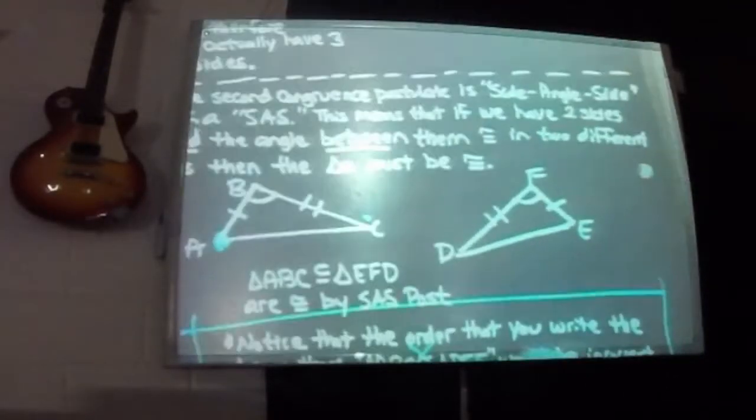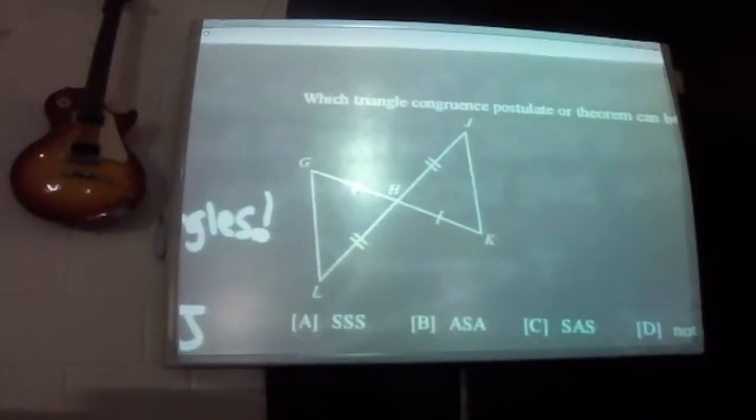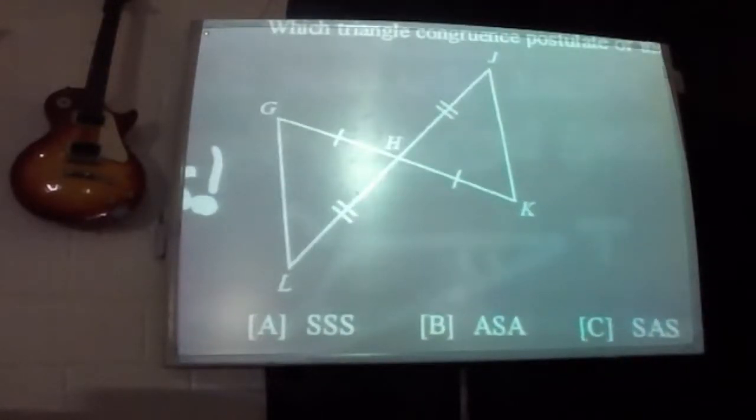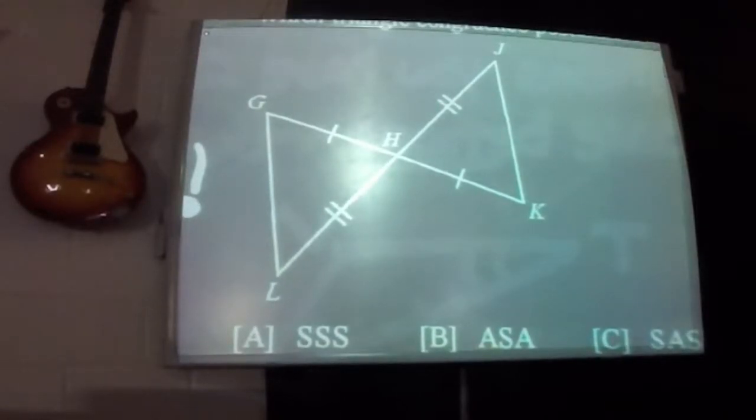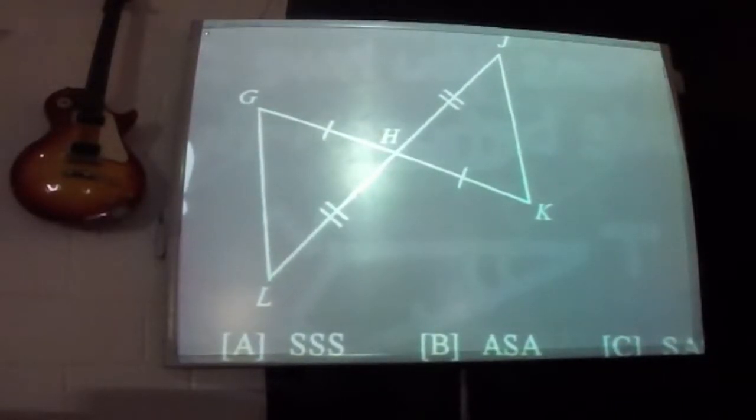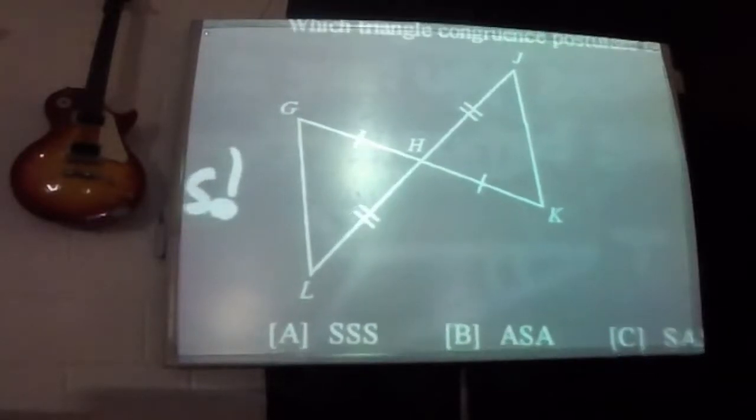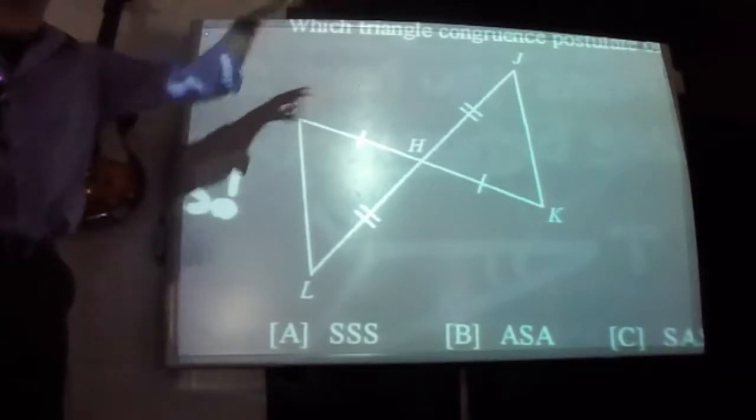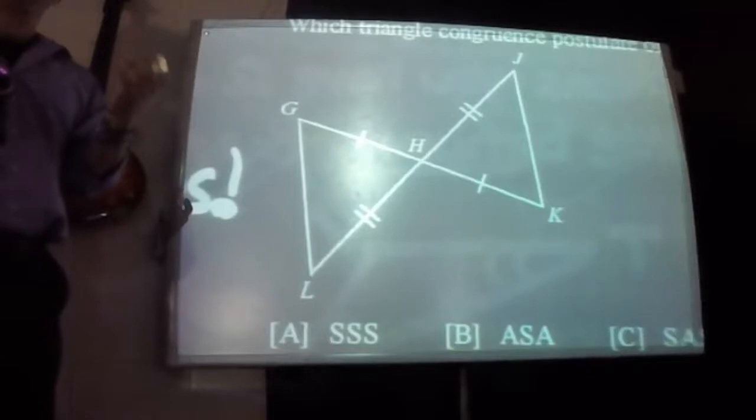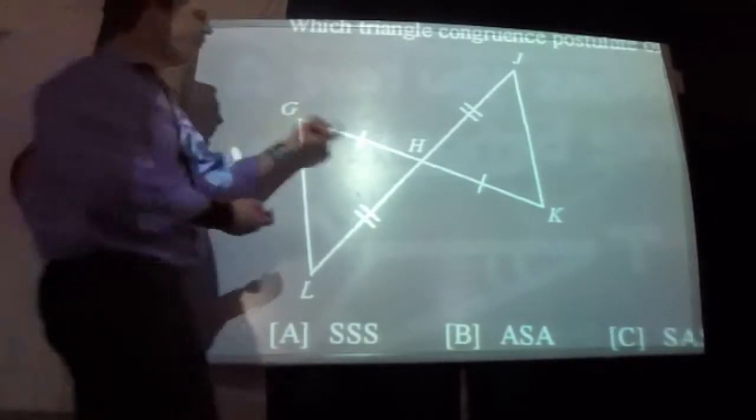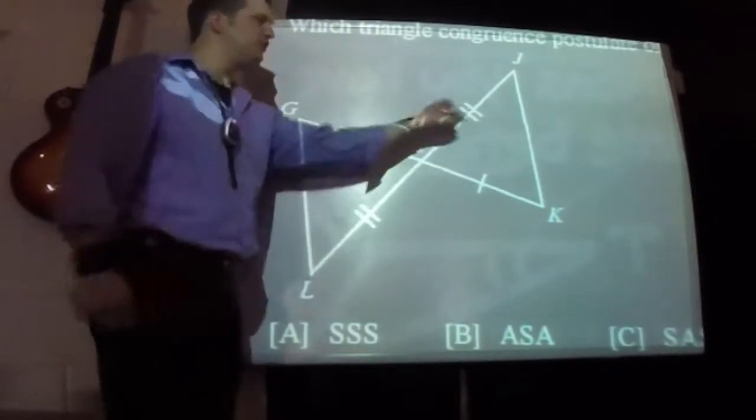All right, let's look at what SAS might look like on one of your example problems. Not always cut and dry. What triangle congruence postulate proves triangle GHL is congruent to KHJ? All right, what do we have right now? How many sides do we have in this triangle that are congruent to over there? I've got a 1 and a 1. I've got a 2 and a 2.